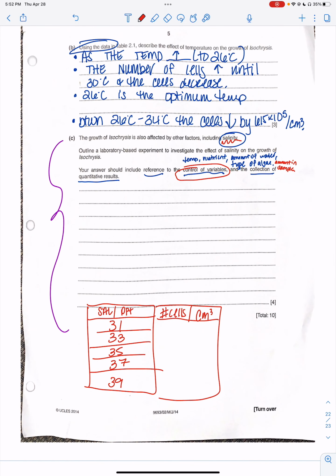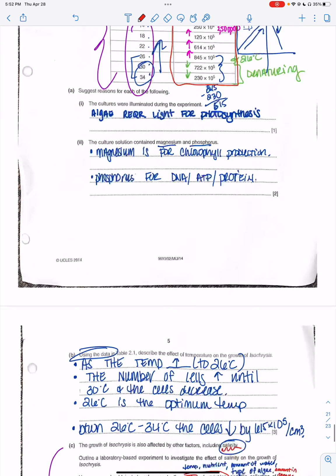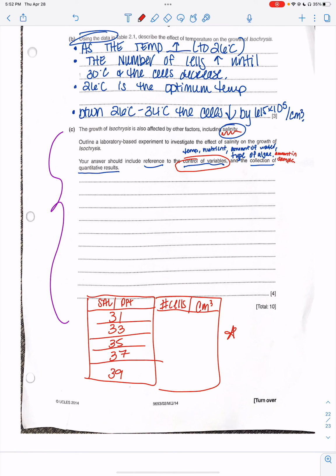And then a safety thing. Yeah, so I would say safety. Watch that electrical cord next to the water that you're putting in the test tubes.